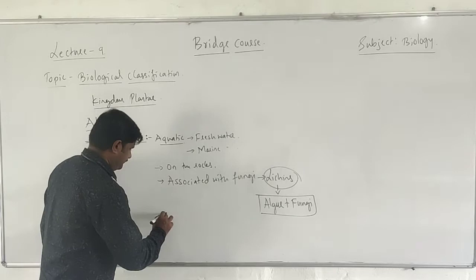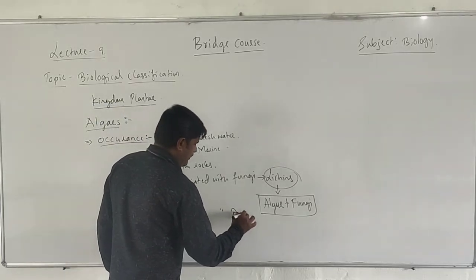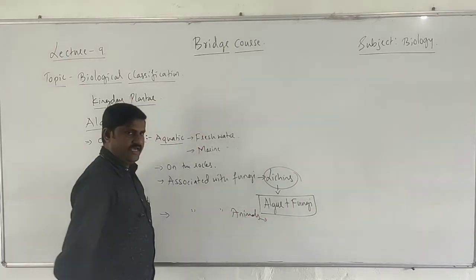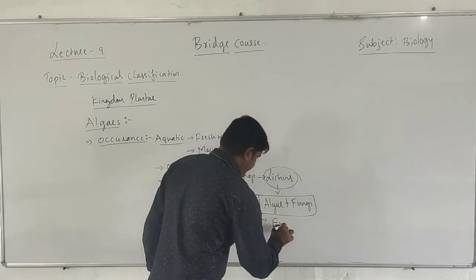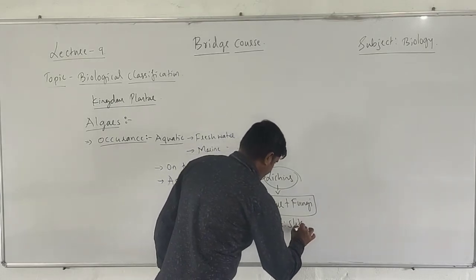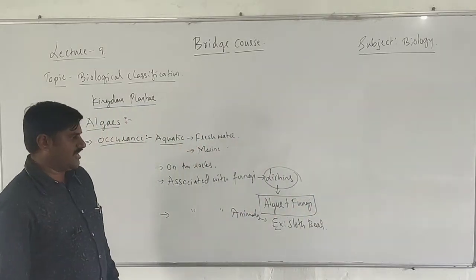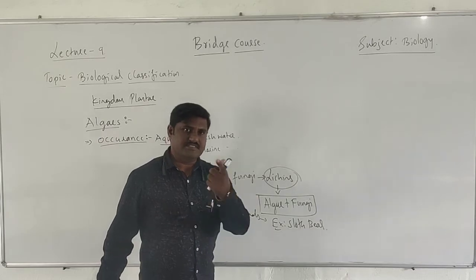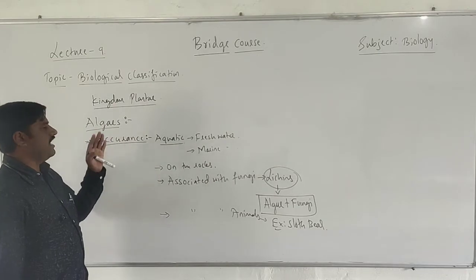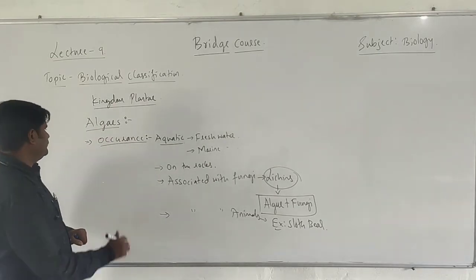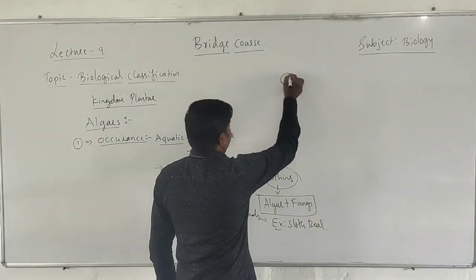And even these algae are associated with some of the animals. On the animal's body they are growing, and the best example for this one is the sloth. On the back of the sloth, these algae grow, right? So this is how the occurrence of these algae that we come across. This is the first characteristic feature. And the second characteristic feature, right?